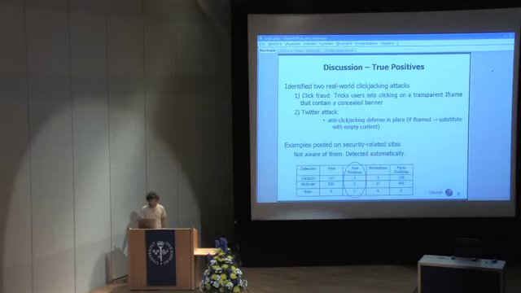But let's see. I'm going to discuss the results of our testing over this million sites. We identified, as you see here, 2 real-world clickjacking attacks out of the million. The first one is a click fraud, where clickjacking was used to trick users into clicking on a transparent iframe that contains a concealed banner. In that way, when the user was interacting with the page, they were actually clicking on a banner, and this banner was bringing money to the attacker.